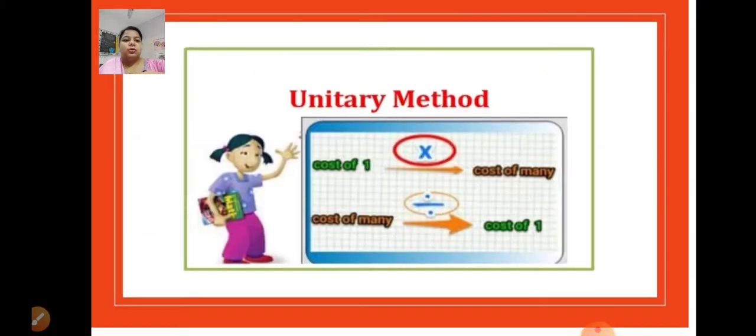Okay, so how to find out from 1 to many? We will multiply. For smaller to bigger means we have to multiply, and from many to 1 we have to divide. Okay, so in all the unitary method questions generally first of all we have to divide and then we have to multiply, because first of all we will go from many to 1 and then we will go from 1 to many again. Okay, so let's see some examples of unitary method. This was the basics of unitary method, what we have to do in the unitary method questions.